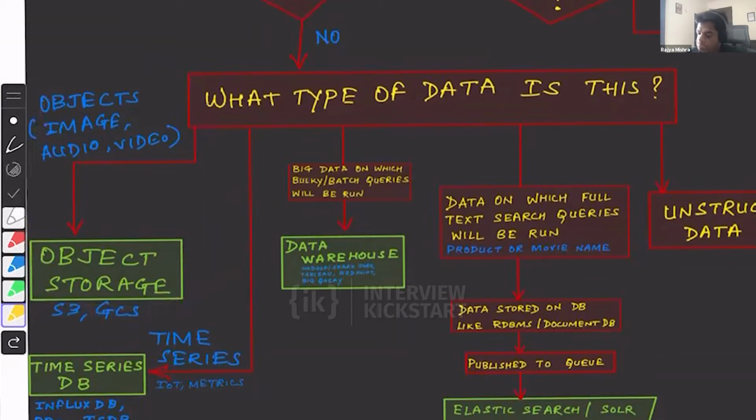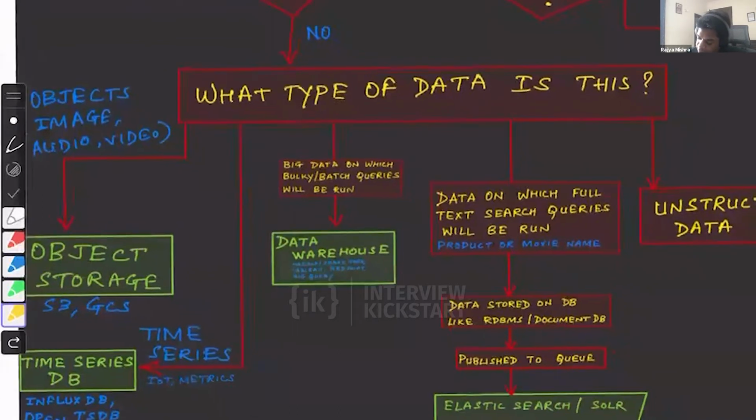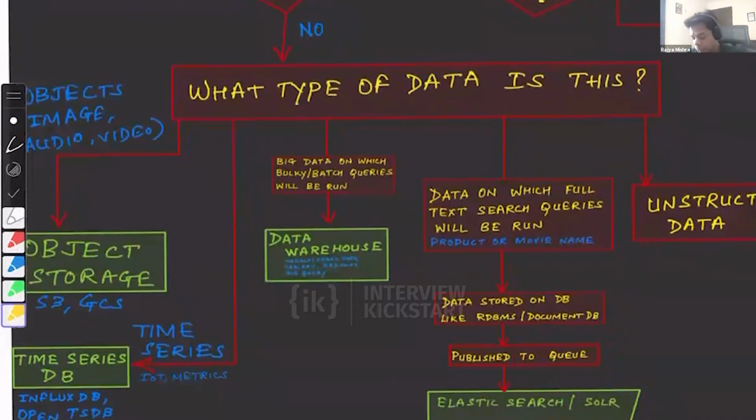Now you see that your data is in the format of time series. By time series data, it could be the metrics from your services coming in, like the CPU data, IOPS data, or it could be from IoT devices. In that case, you go for a time series database.